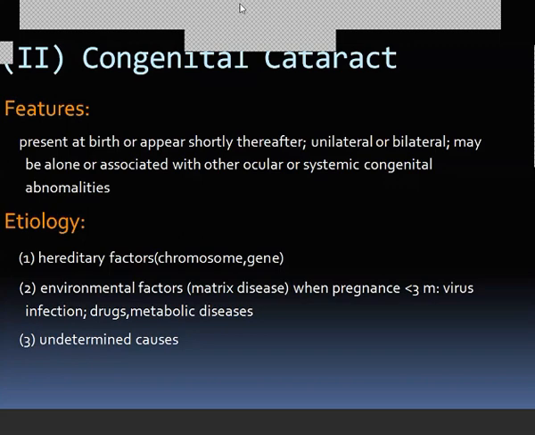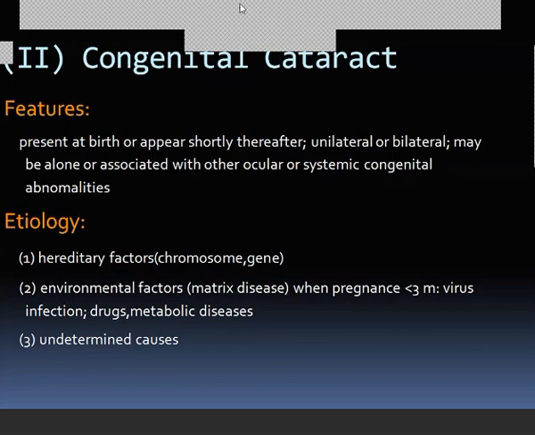Even though it is a birth congenital cataract, sometimes it is a unilateral problem, or in some cases it is present bilaterally. It may be present alone, or may be associated with other ocular or systemic congenital abnormalities, because it is mostly related to toxic etiologies like rubella and maternal complications. As for the etiology, hereditary factors, that is the gene and also the chromosome, are at fault, so the cataract is formed.